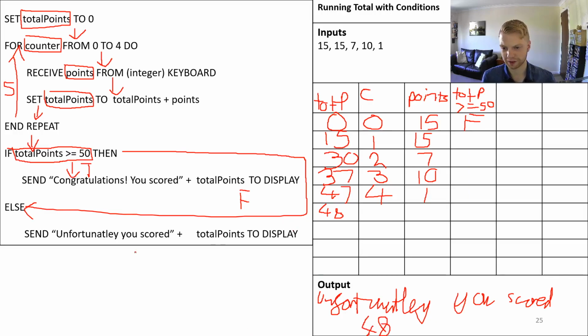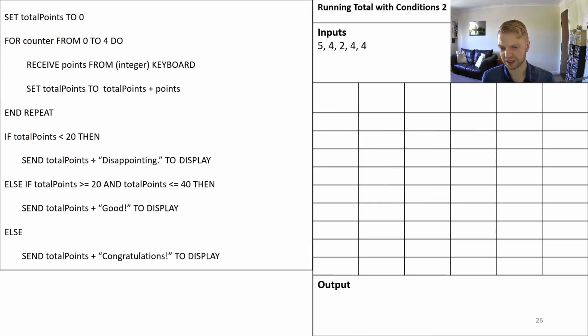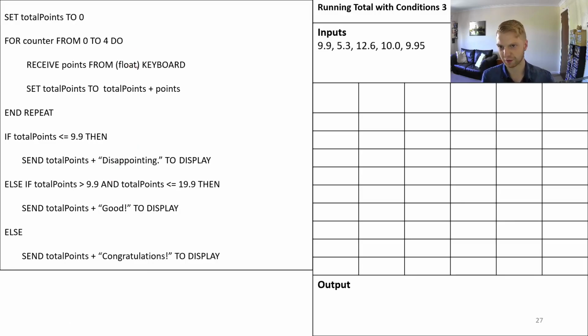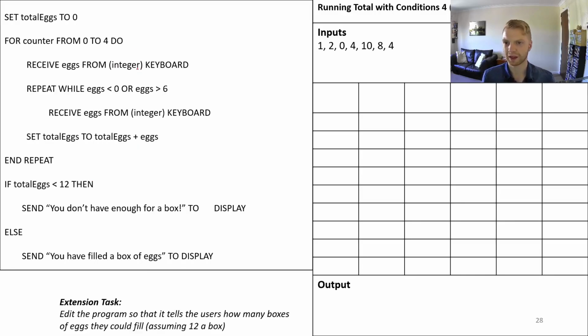I'm not going to go over the other pages, they're very similar, they're just slightly more complicated, so this has more conditions and more complex conditions. Something that we've seen before, this is just with floating point numbers. So remember to write float before your question there. This one is a little bit trickier, and there's also a little bit of an extension task if you feel like you're up for it.